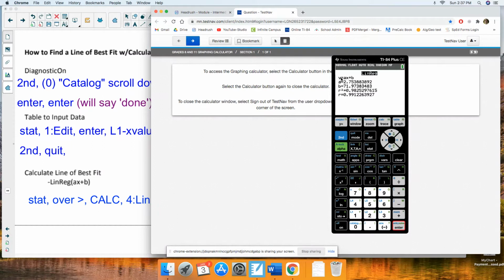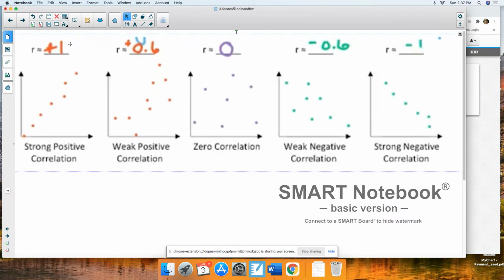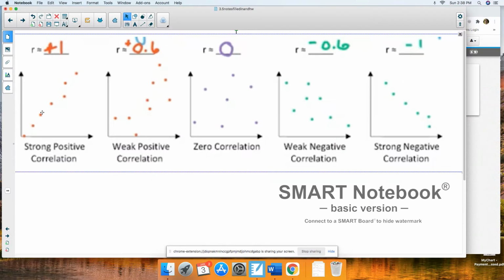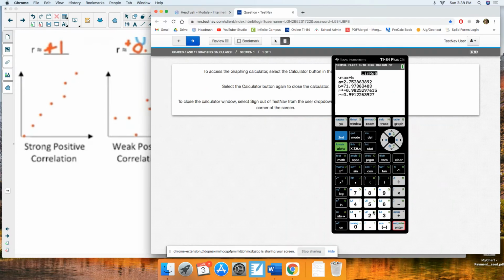Notice that they give us this equation, and they're telling us that A is 2.7-ish, B is 71.9, and then we've got our R squared and our R. Going back to our notes, the closer that R value is to 1 or -1, and in this case our R value is 0.99, that's very nice, that means it's a strong positive correlation. So if I don't want to take the time to plot out each of these points, it is going to look something like this, where a line will go through it very nicely.